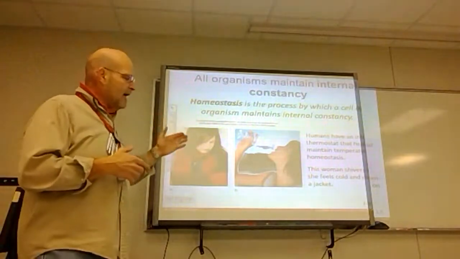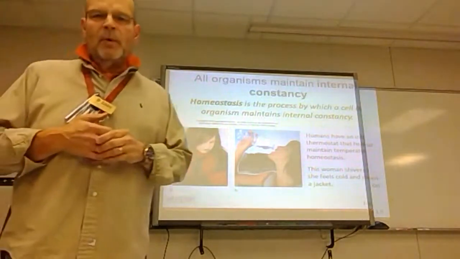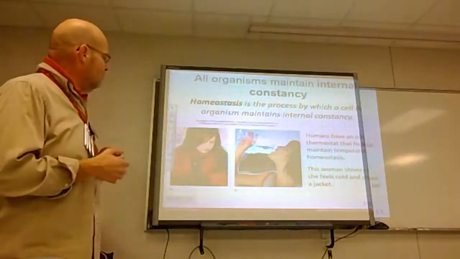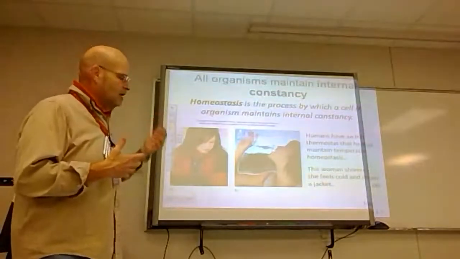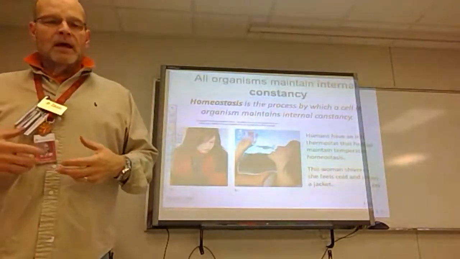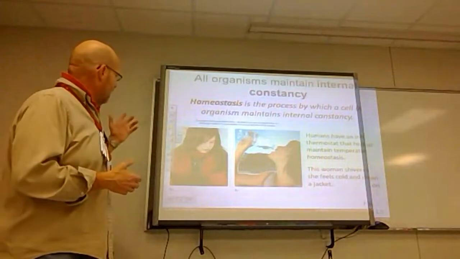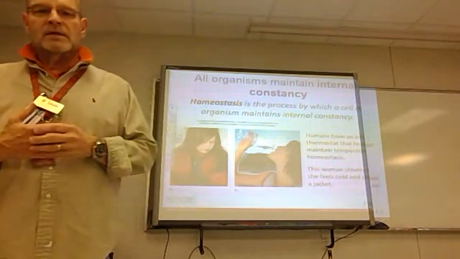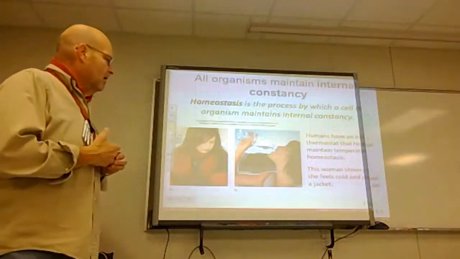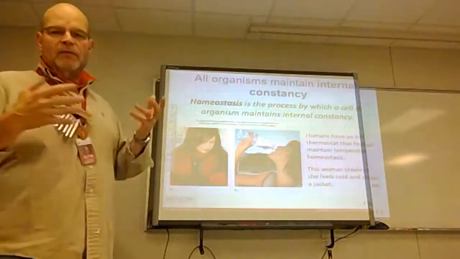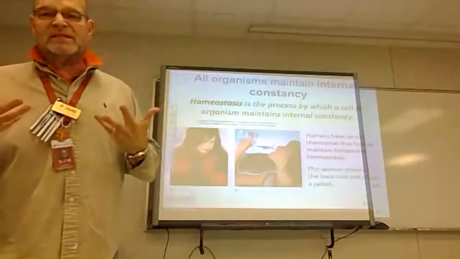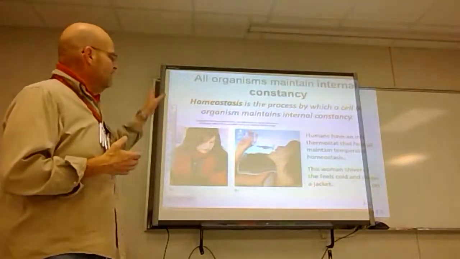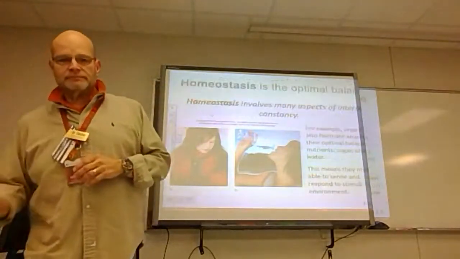Human beings have an internal thermostat that helps us maintain temperature, but we also have ways that we can help it. The lady on the right looks like she's been running somewhere. She's sweaty, so she's drinking some water to help cool herself down. The young lady on the left, she's clearly out in the snow somewhere, so she's got a big heavy jacket on to help maintain her warmth. So we can do things to help. There are other body reactions too. To cool us down, we sweat. To warm us up, we shiver. All of those things are ways to maintain our internal constancy.